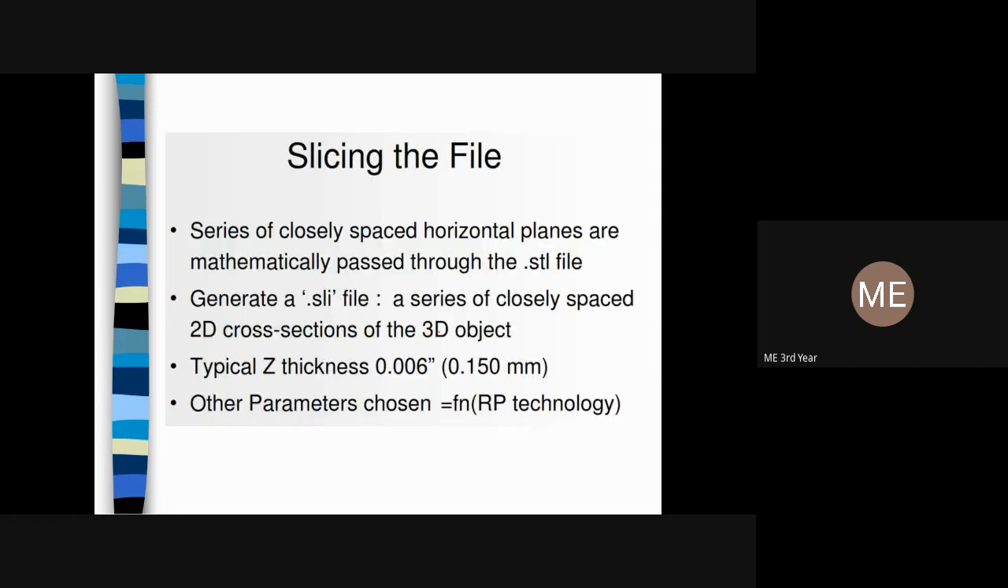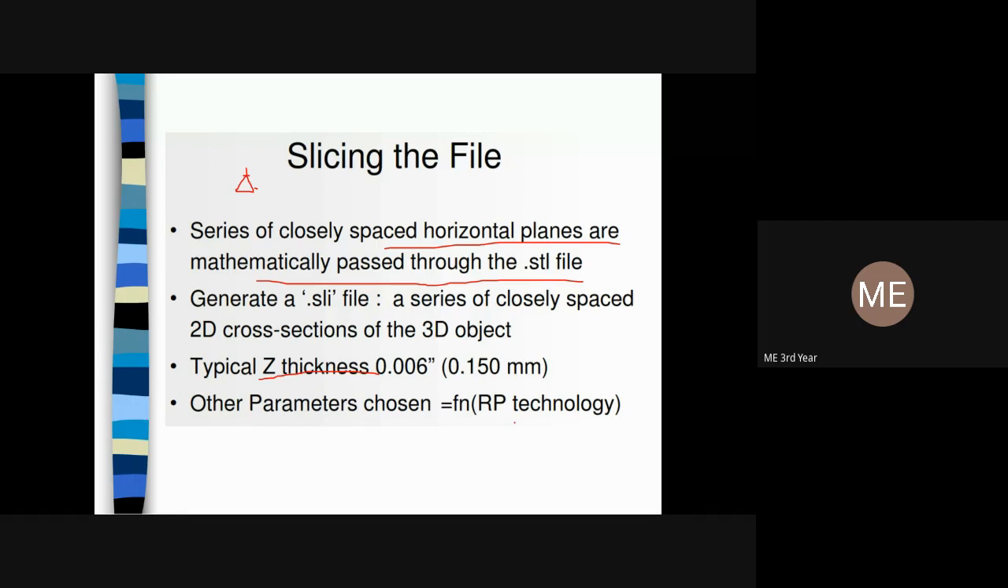Then slicing the file. What do we mean by slicing the file? A series of closely spaced horizontal planes are mathematically passed through the .stl file. In the last class, I already told you there are some nodes, and at every node, some coordinate points are known in the STL format. With that, it is slicing, and depending on the slice, what my slice thickness will be depends on what type of material I want to deposit, and the surface finish and accuracy I want to achieve. Depending on that, the thickness of the layers will be manipulated.